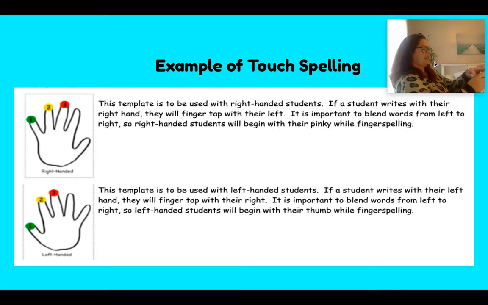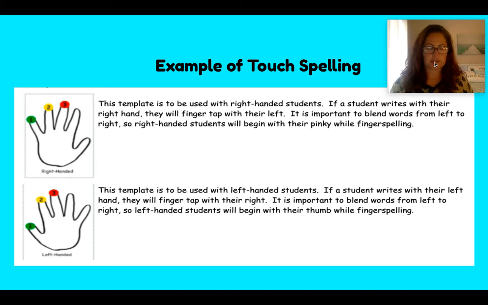If you were left-handed, now this is going to be really hard for me. So you would have your writing instrument in this hand, and then you would touch spell following the same sequence, but you would start with your thumb so that it follows the left to right sequence of how our words are in our language. So then they would go. Okay, so that's how touch spelling works.